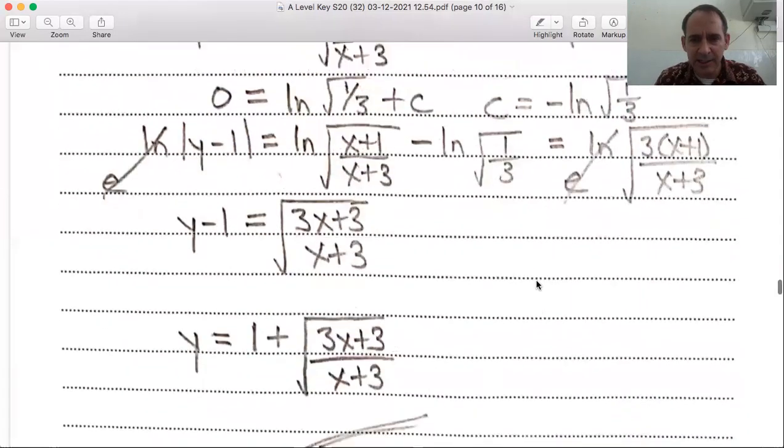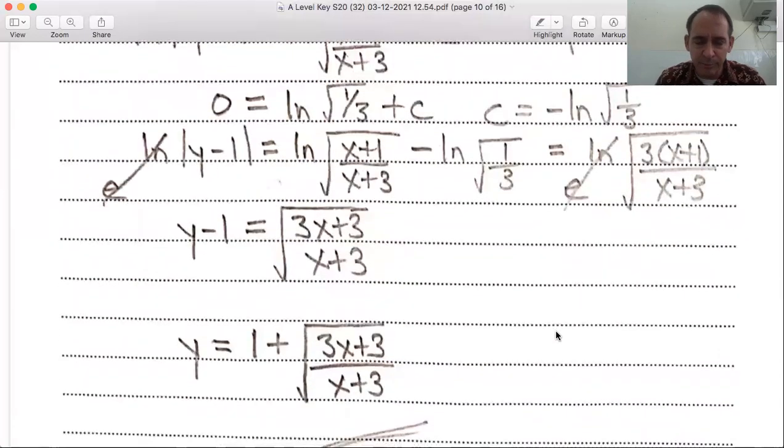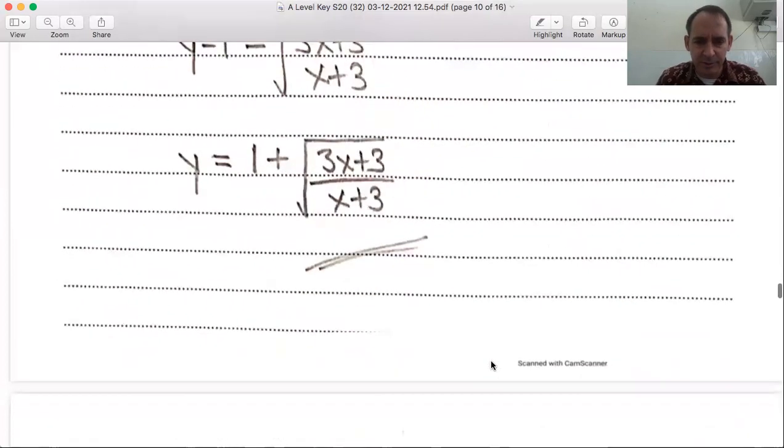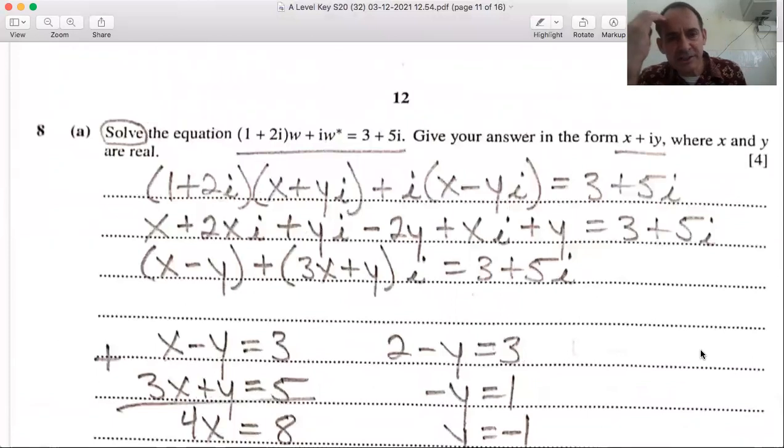Looks kind of ugly. That's why you need to trust the math, follow your proper procedure and your laws of logarithms correctly. Moving on to question 8a. Here we have, in our complex number unit, the equation that you see there.